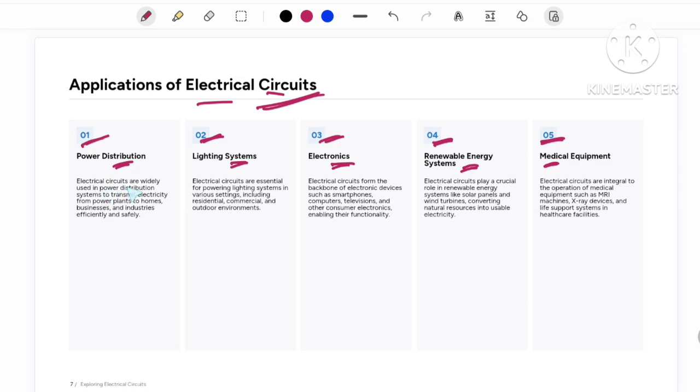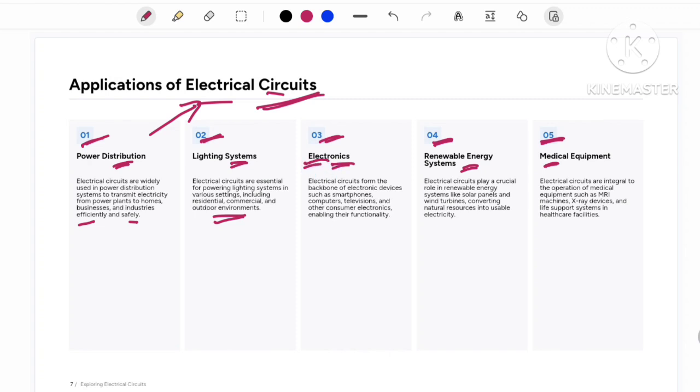Electrical circuits are widely used in power distribution systems to transmit electricity from power plants to homes, businesses, or industries efficiently and safely. That's why we are using electrical circuits. The lighting system: electrical circuits are essential for powering lighting systems in various settings, including residential, commercial, and outdoor environments.